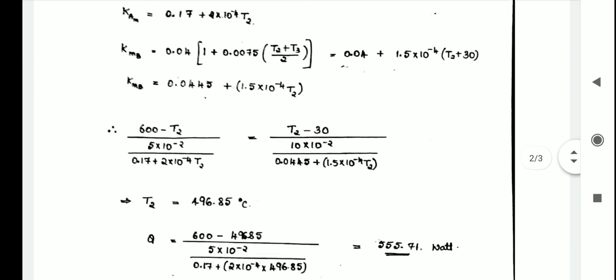Equating both the values, that is 600 minus T2 whole divided by 5 into 10 raised to minus 2 divided by 0.17 plus 2 into 10 raised to minus 4 times T2, which is equal to T2 minus 30 divided by 10 into 10 raised to minus 2 divided by 0.0445 plus 1.5 into 10 raised to minus 4 times T2. So here T2 you will get 496.85 degrees Celsius.